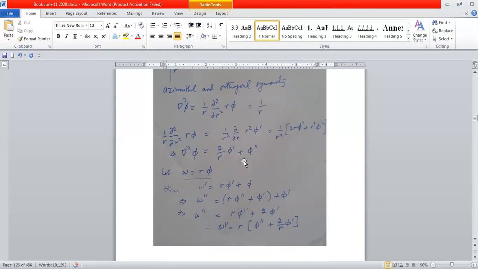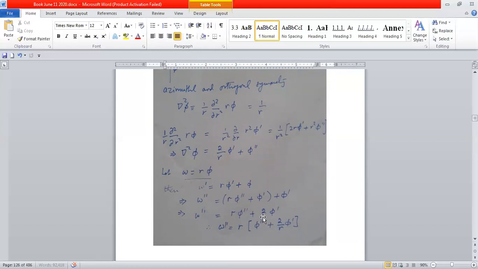To simplify, to be able to solve this, you have to do a change of variables. So let me take W is equal to r phi. And you notice that if I differentiate it once, I get dW dr, which I've written as W prime, is r phi prime plus phi r prime of r, which is 1. So it gives you r phi prime plus phi. If I do that again, then I get W double prime is r phi double prime plus 2 phi prime.